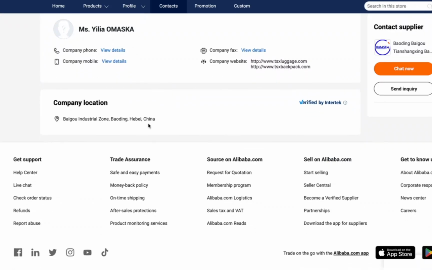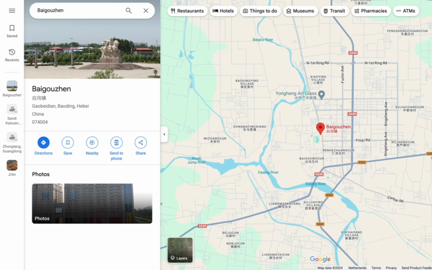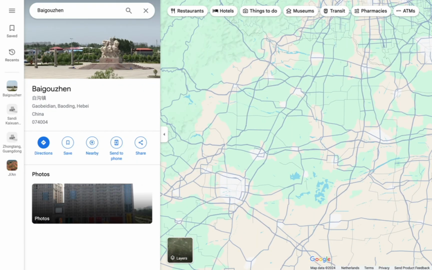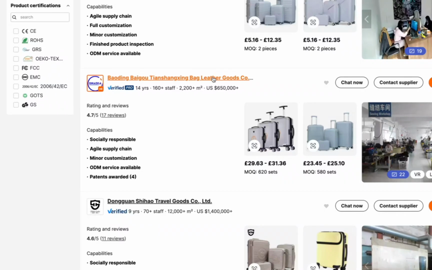Let's check their location as well. They are located almost in the same area as the first supplier, if you remember, between Baoding and Beijing. Most likely there is a manufacturing zone specializing in plastic products. Let's add them to our favorites list and move on.